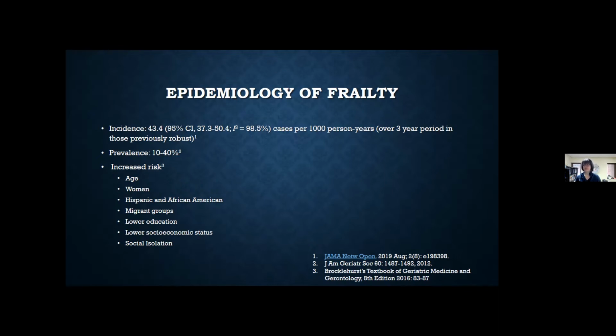And where we show that increased risk, certainly, again, those aging changes are part of it. So we do see higher risks as the age increases. Women, Hispanic and African Americans have higher rates of frailty, other migrant groups. And then when you look at lower education, lower socioeconomic status, those with social isolation, all of those groups are more likely to experience frailty.